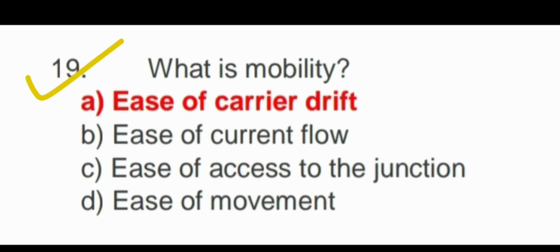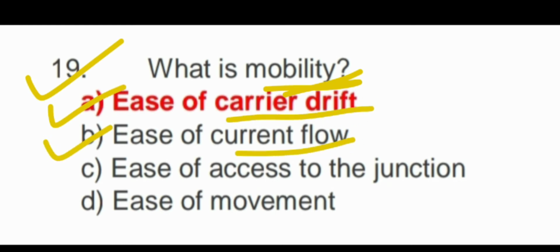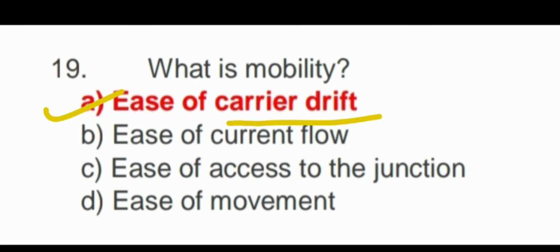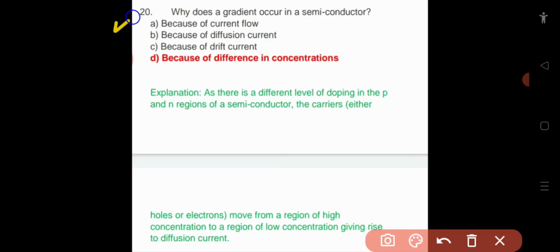Question number 19. What is the mobility? Option A, ease of carrier difference. B, ease of current flow. C, ease of access to junction. D, ease of current drift. Then the answer is ease of current drift. Mobility means ease of current drift.